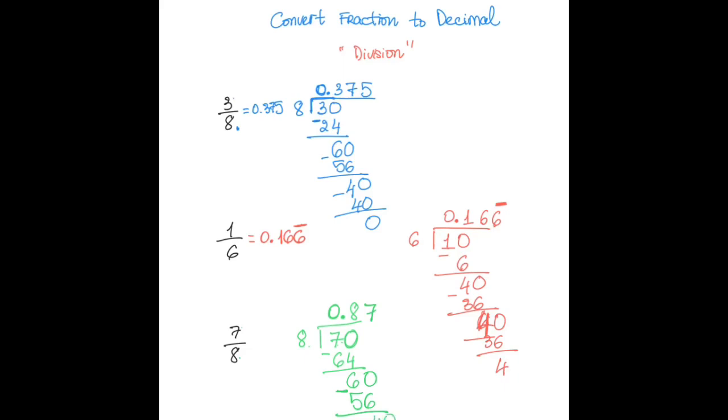You borrow 0. 40 divided by 8, 5 times. So 5 times 8, 40. 40 minus 40 is 0. So 7 over 8 equivalent with 0.875. That's good. So you just learned how to convert a fraction to a decimal by doing division.